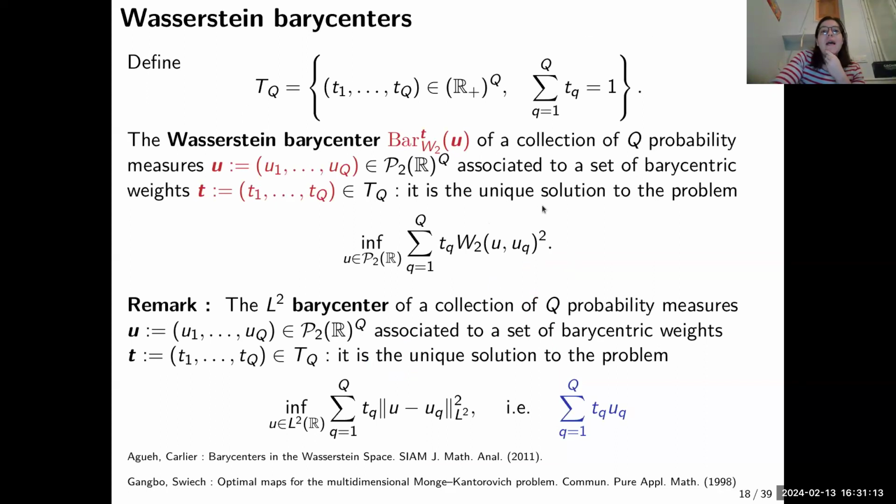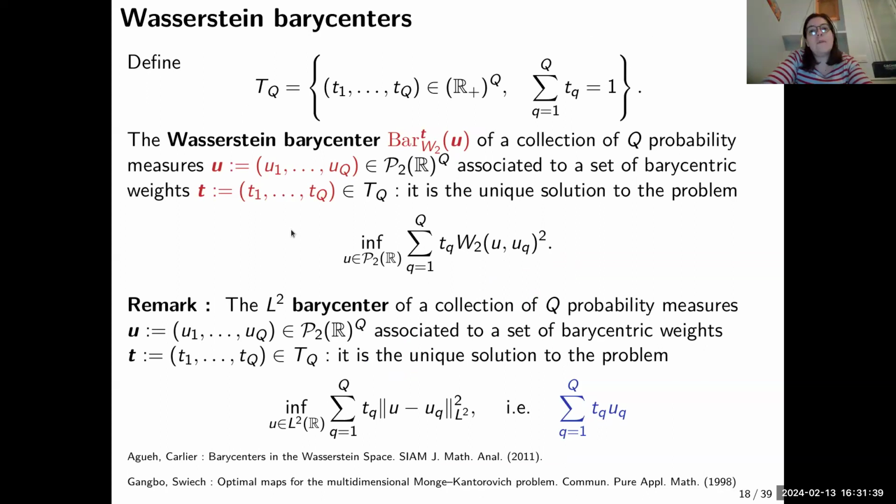Okay, and you can consider barycenters with respect to this particular Wasserstein distance. So more precisely, what do I mean by that? I assume that I've got a collection of probability measures. This collection of probability measures will be denoted by bold U. It's a collection of Q probability measures denoted by U1 up to UQ.